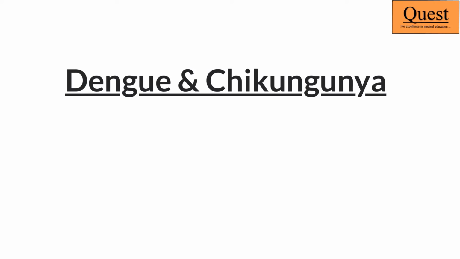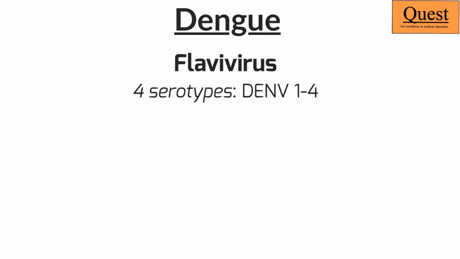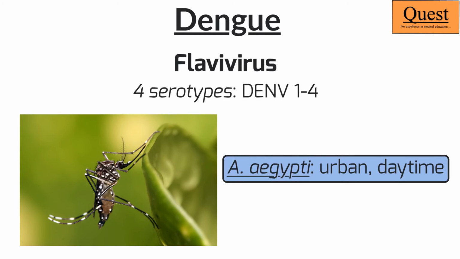The remaining two, dengue and chikungunya, these are viruses. Both of them have similarity in that both of them are RNA viruses and both of them require the same kind of mosquito. Dengue is a flavivirus and it has 4 serotypes, namely 1 to 4. And the mosquito that is required for its transmission is the Aedes aegypti mosquito. Typically, this is a mosquito found in the urban scenario and it's a mosquito that bites during the daytime.